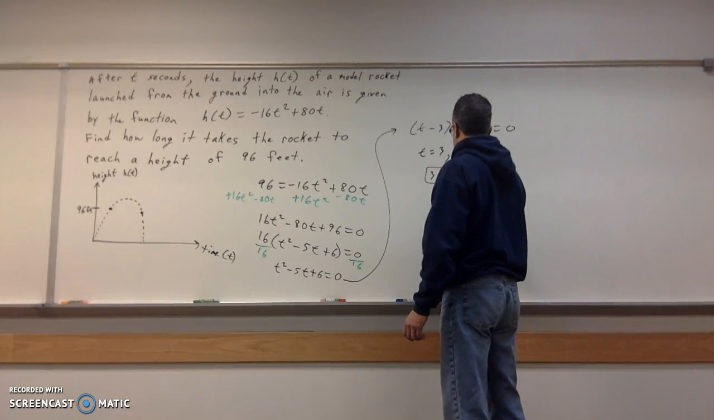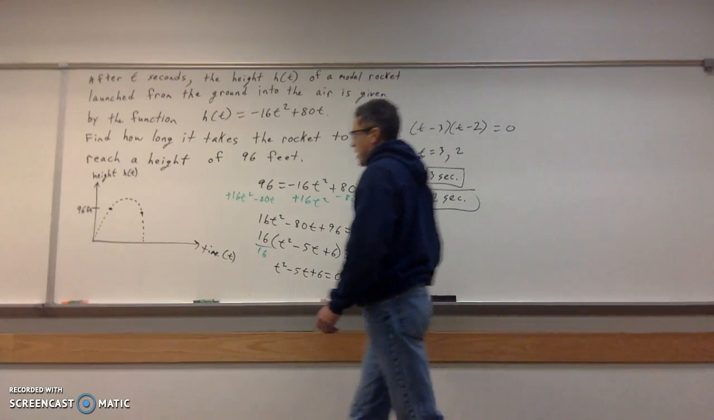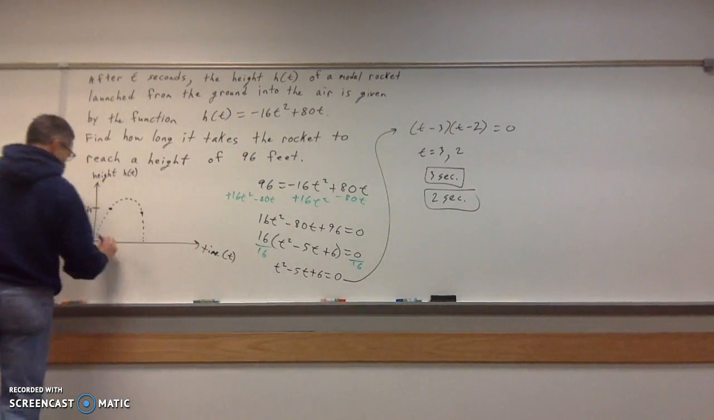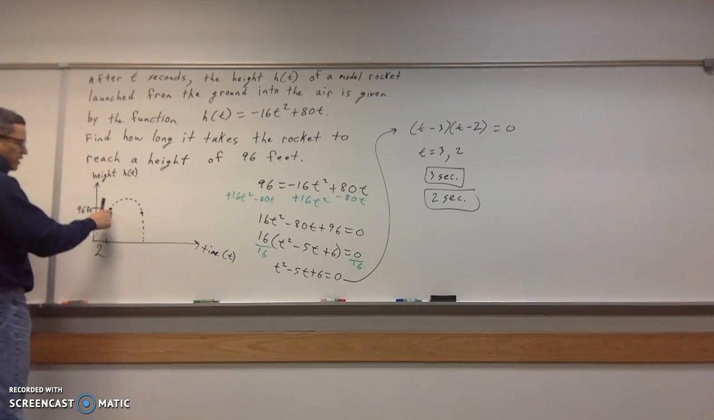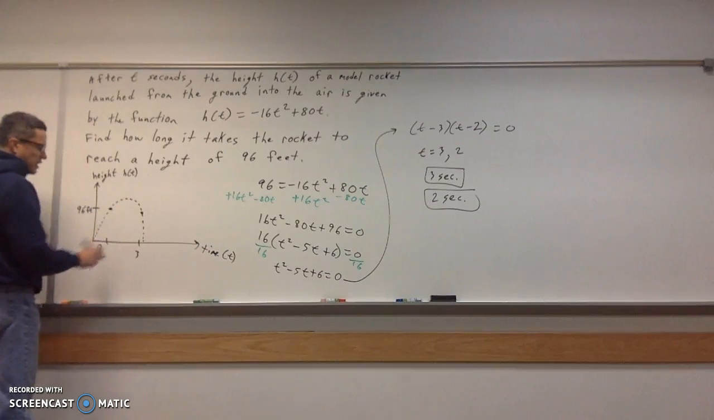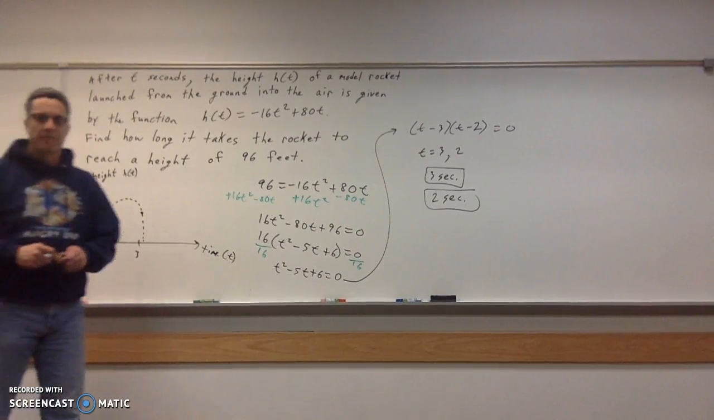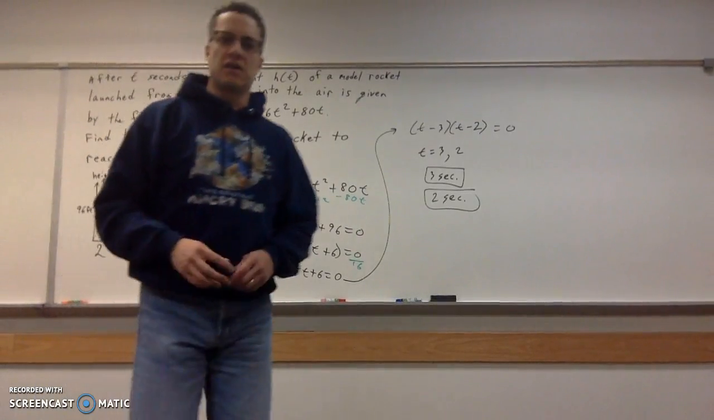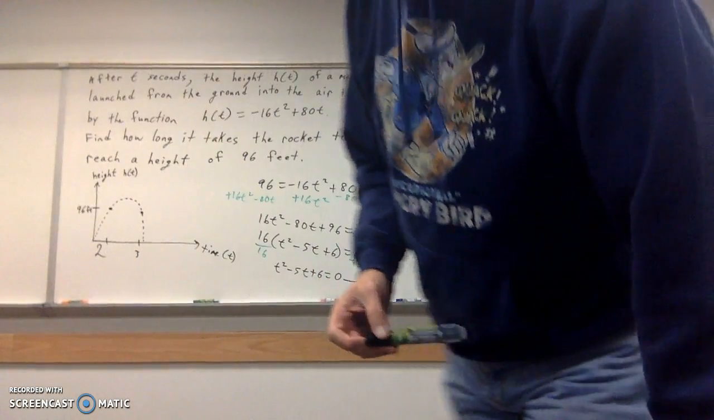and 2 seconds. Meaning, after 2 seconds, on the way up is when I'm at 96 feet. And at 3 seconds, on the way down, it's back at 96 feet. Okay? And that's how you take on these projectile motion problems.